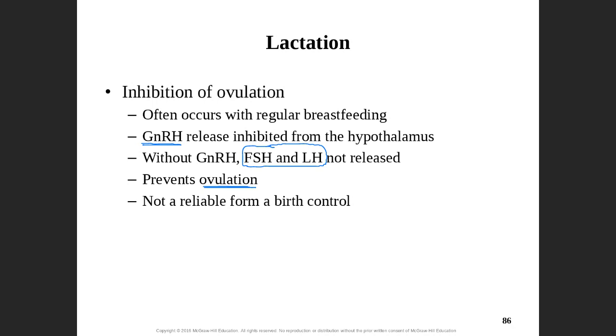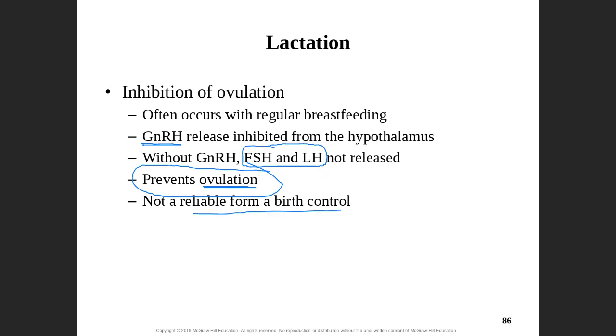Remember, we need those. Follicle-stimulating hormone is going to help with follicular development and maturation, and we need a mature follicle to release our secondary oocyte. So if our follicles aren't developing and maturing, then there's no ovulation. So again, let me repeat, not a reliable form of birth control.